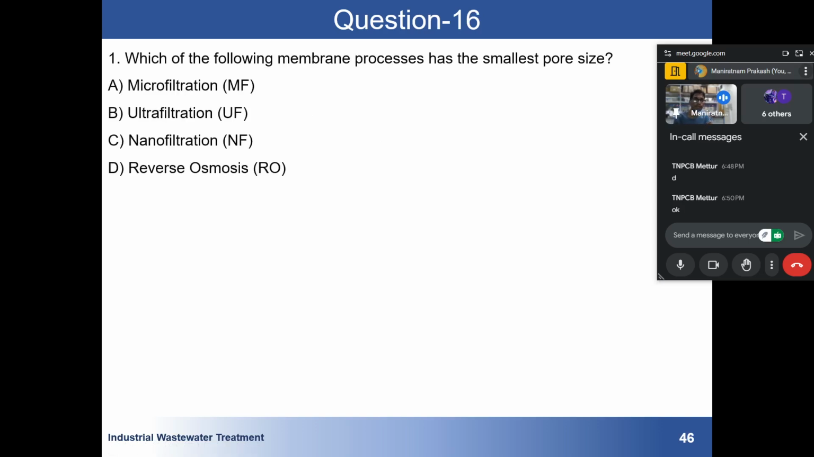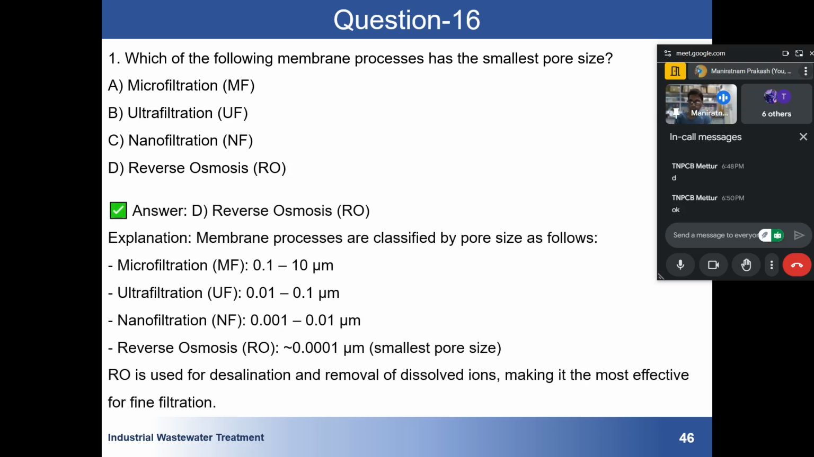Which of the following membranes has the smallest pore size? I have discussed it. Reverse osmosis. Microfiltration lies between 0.1 to 10 micron. Ultrafiltration lies between 0.01 to 0.1 micron. Nanofiltration, this range, and the smallest pore is reverse osmosis. You should know the reverse osmosis concept, how it works and all these things.